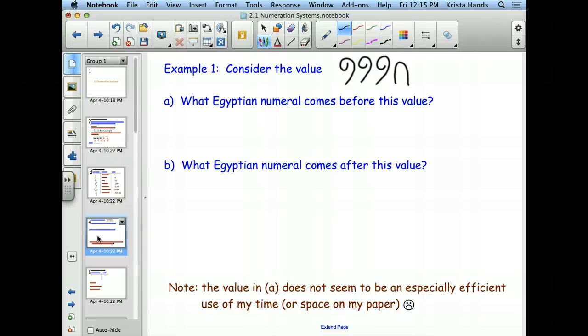So the first question is, it wants to know what numeral comes before this value. So you know in this system that this last heel bone is worth how much? This is worth 10. So if I just look at that last heel bone and I want the number before it, the number before 10 is 9. So I can keep the 3 scrolls the same. And then the heel bone, one less than that, turns into what? 9 strokes, or 9 vertical staffs.